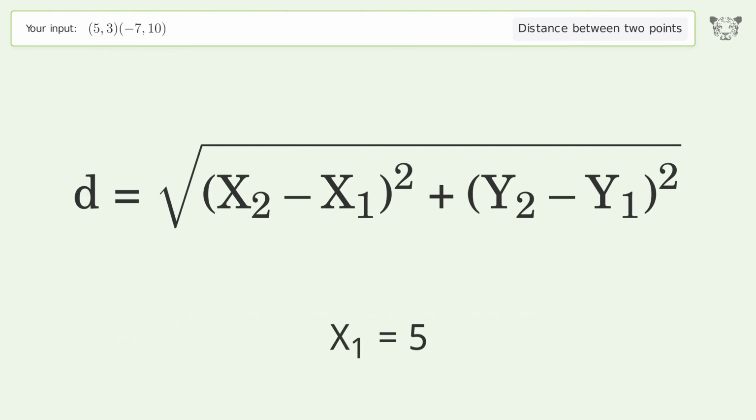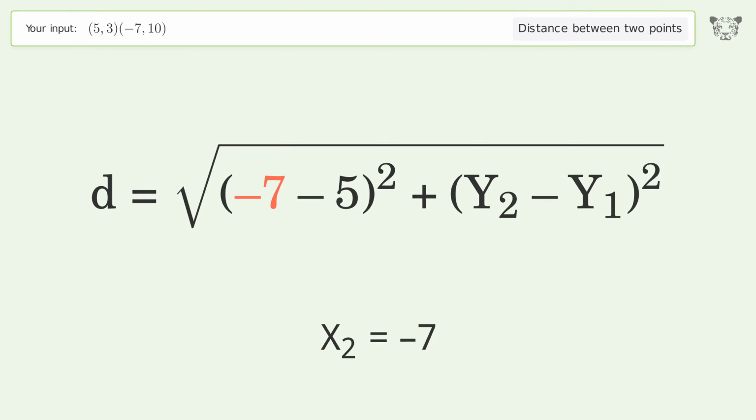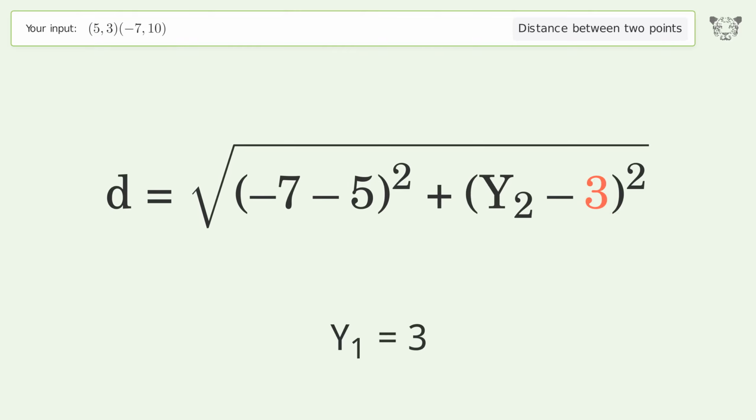x1 equals 5. x2 equals -7. y1 equals 3. y2 equals 10.